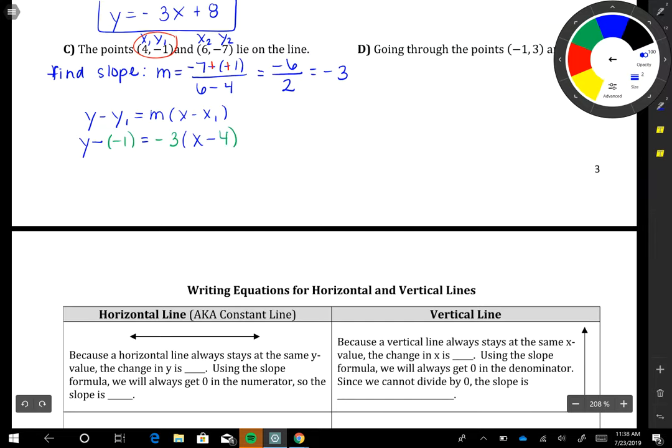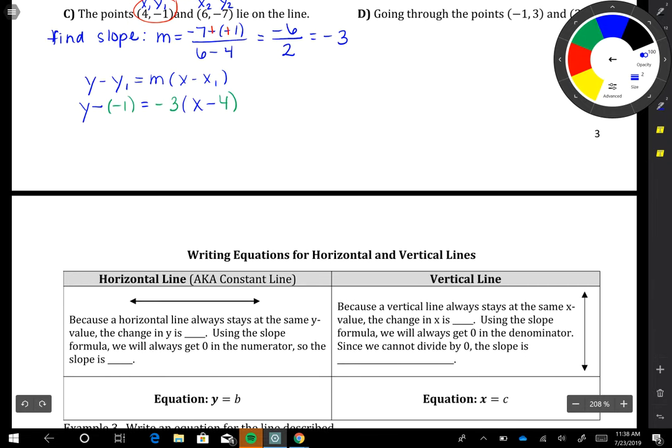So I plugged into point slope form, and now I'm just going to do simplifying and get y by itself, so it's in slope intercept form. So again, I'm subtracting a negative. This is going to be y plus 1, and I'm going to distribute this -3, -3x plus 12, and last step, I'm going to subtract 1 from both sides, and I get y equals -3x plus 11.